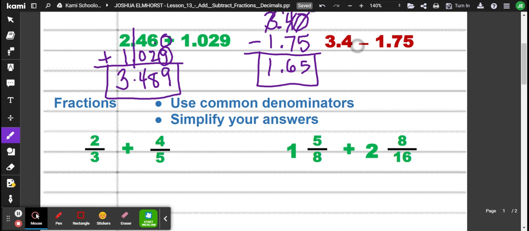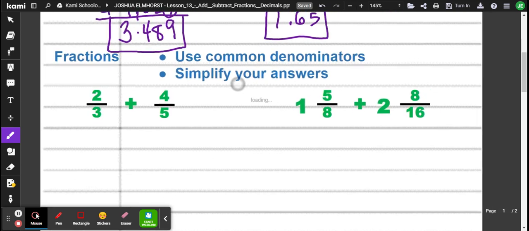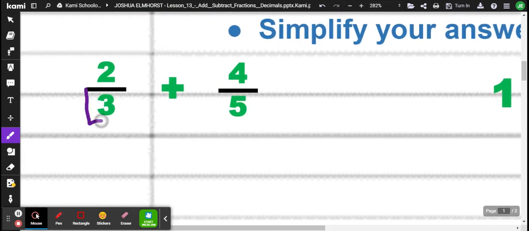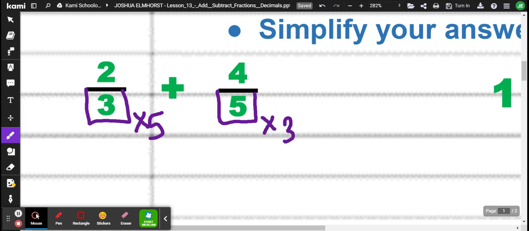Now, use common denominators when you have unlike denominators in fractions. So in order to add thirds to fifths, those are different size pieces. So we find a common denominator between 3 and 5. The first common denominator is multiplying 3 times 5 to get 15, and then 5 times 3 to get 15.